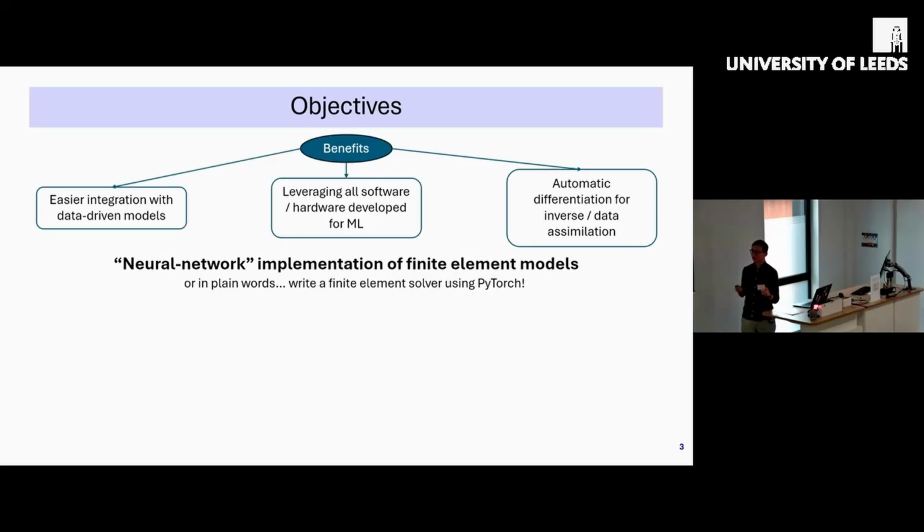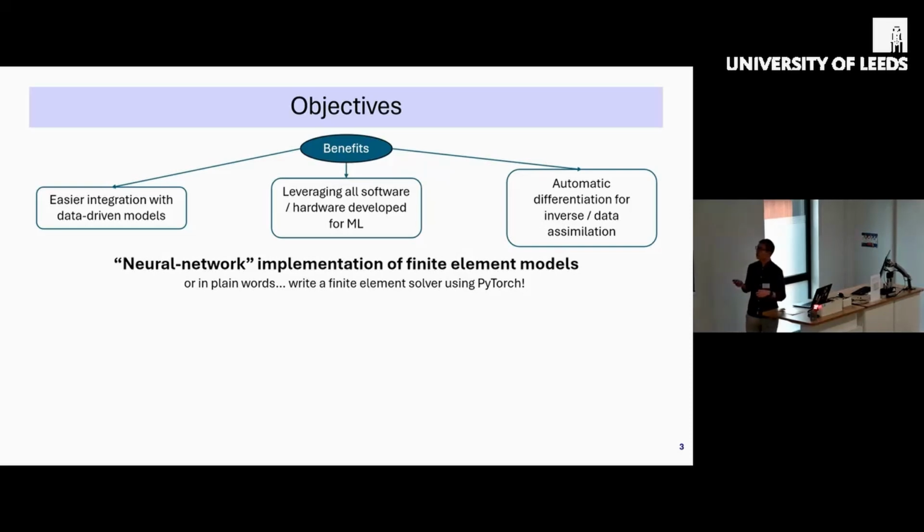So besides the benefits I mentioned before, that they leverage different software and hardware for machine learning, this method also has other benefits. The first one I want to mention is that it has easy integration with machine learning models. So if you have data-driven models for any part of your model, like parameterization for turbulence, that is trained from a neural network, it will be easier to integrate those models with this architecture, with these finite element models implemented with neural networks.